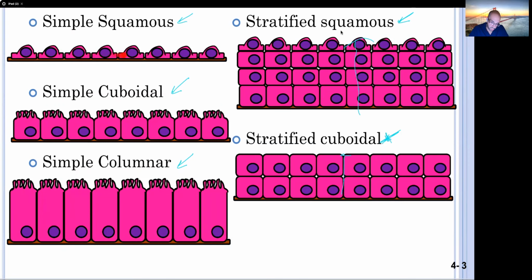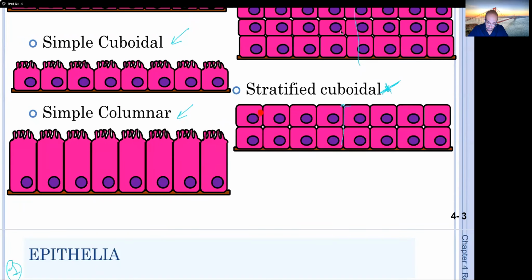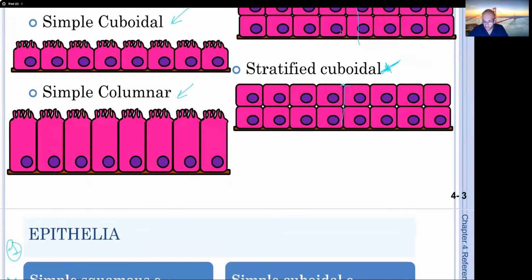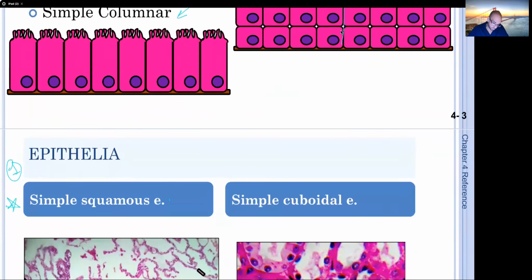So if I have one row of flat cells like what I see on here, it's going to be a simple squamous epithelium. If I have one row of cuboidal cells, it's going to be simple cuboidal. One row of columnar cells is going to be simple columnar. Many cell layers in which the apical cells are squamous or flat in shape is going to be a stratified squamous epithelium. If I have more than one cell layer and the apical cells are cube-shaped, this is going to be classified as a stratified cuboidal. We don't actually have stratified cuboidal, as we're going to see in a second.